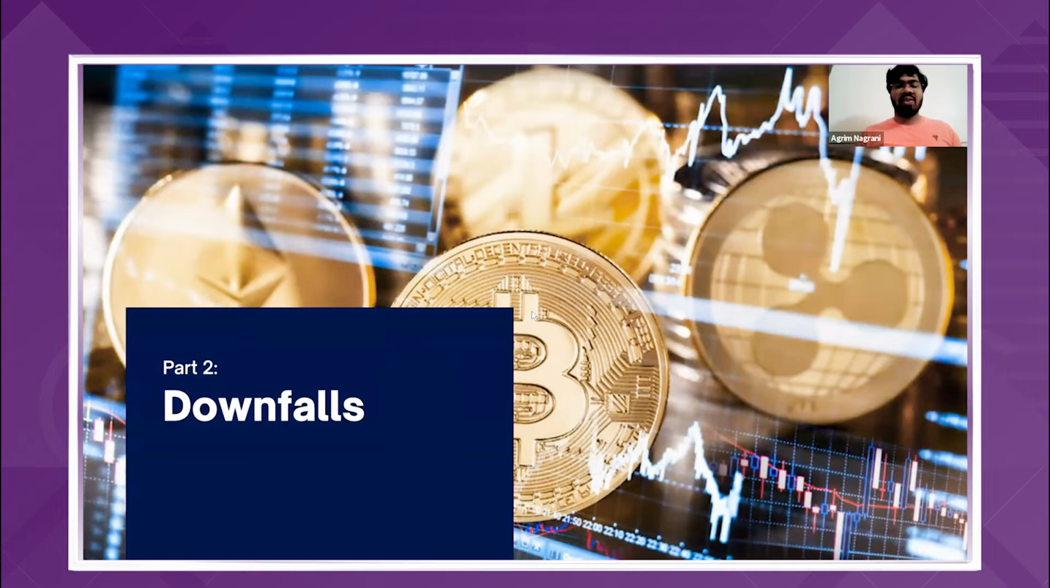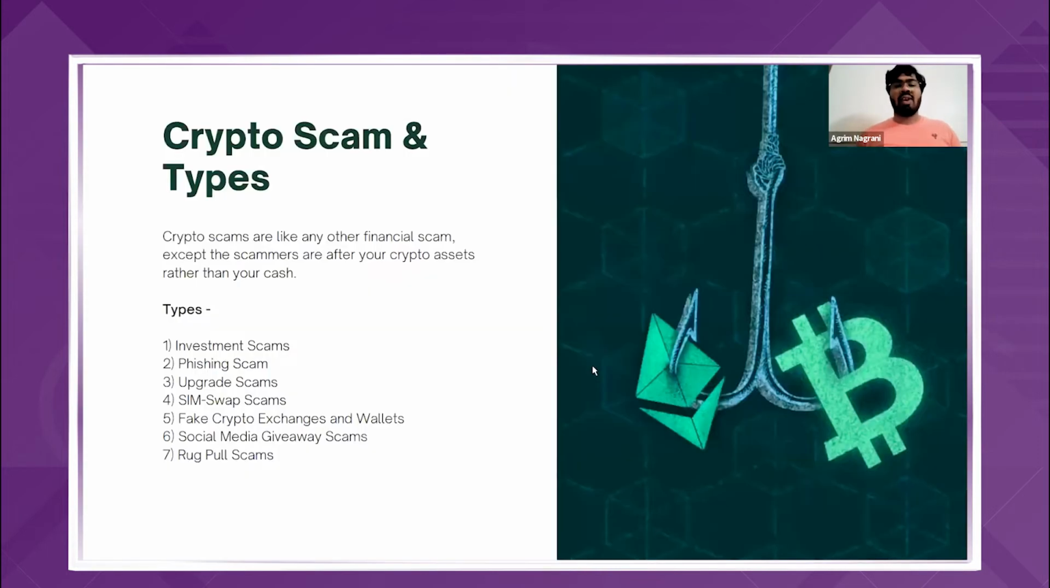Now coming forward to the downfalls we have had in the crypto space, we heard about a lot of scams happening around. So as we all hear about crypto scams, a crypto scam is not something different. It's a kind of financial scam which happens with banks as well, or any other stock market firms and companies. Similarly, the scam which happens to crypto assets is called a crypto scam.